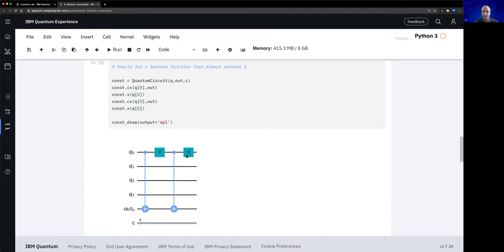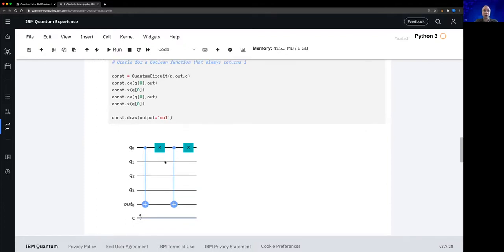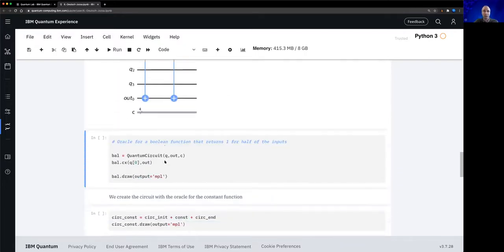And of course, if the input is 1, this is going to be changed to 0, and this is not going to act. So you can check that if either the input here is 0 or the input here is 1, we are going to flip this bit here. And of course, Q1, Q2, Q3 have no impact on the result. So the output of this function is going to be always 1. So this is a constant function. This is exactly what we wanted.